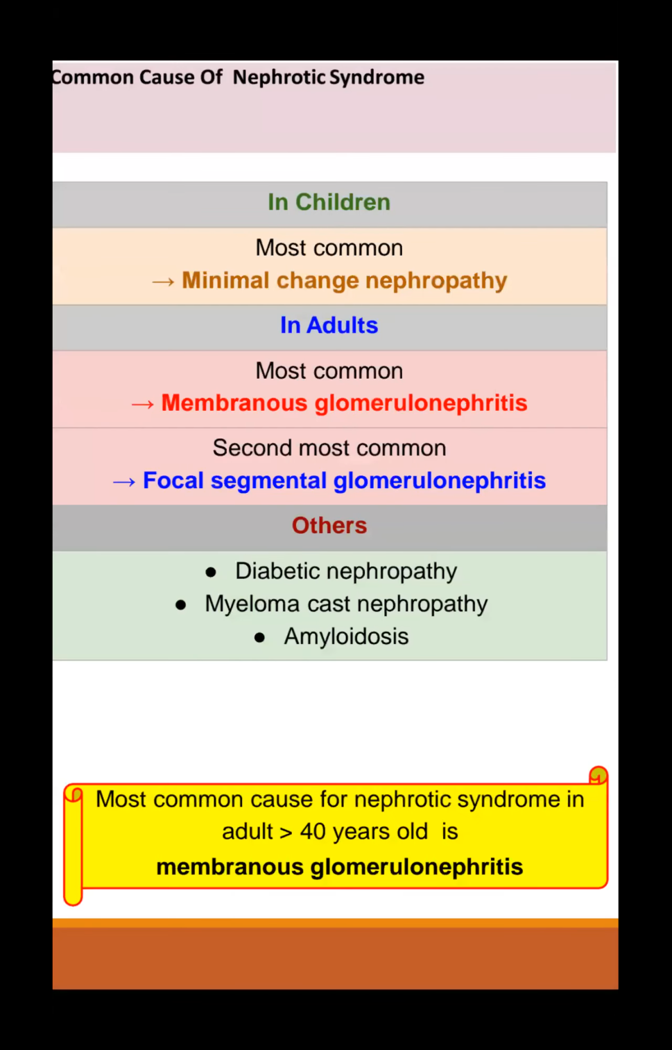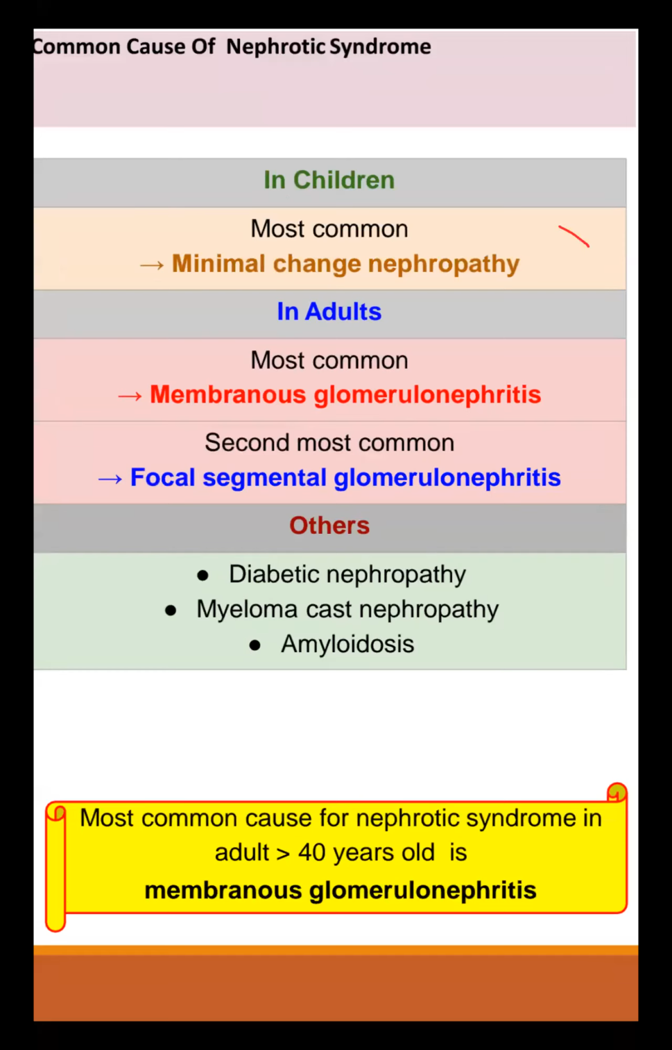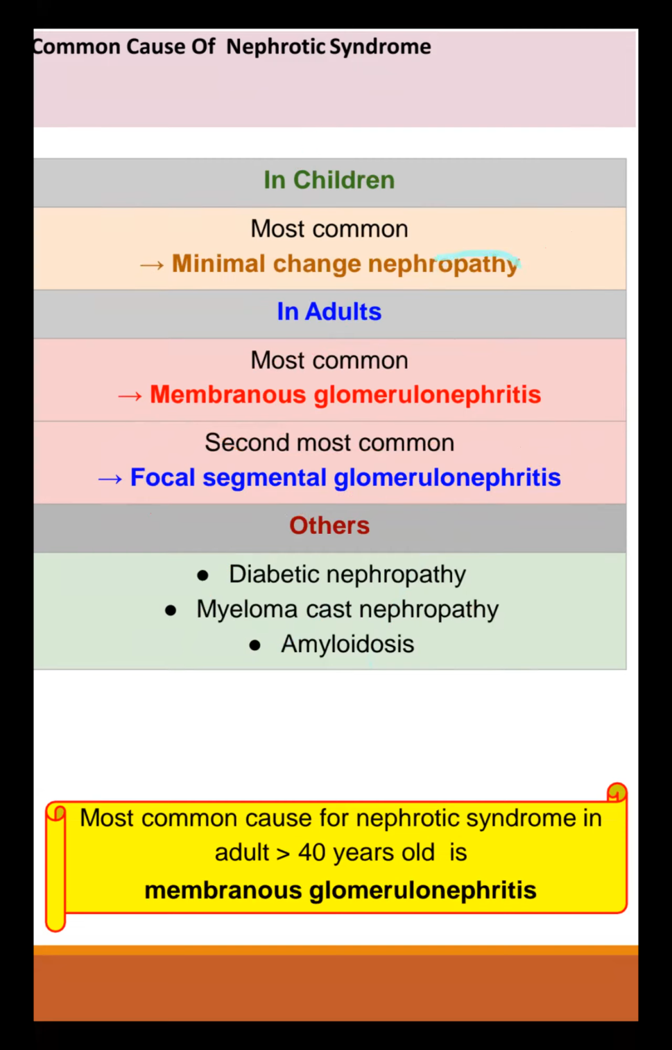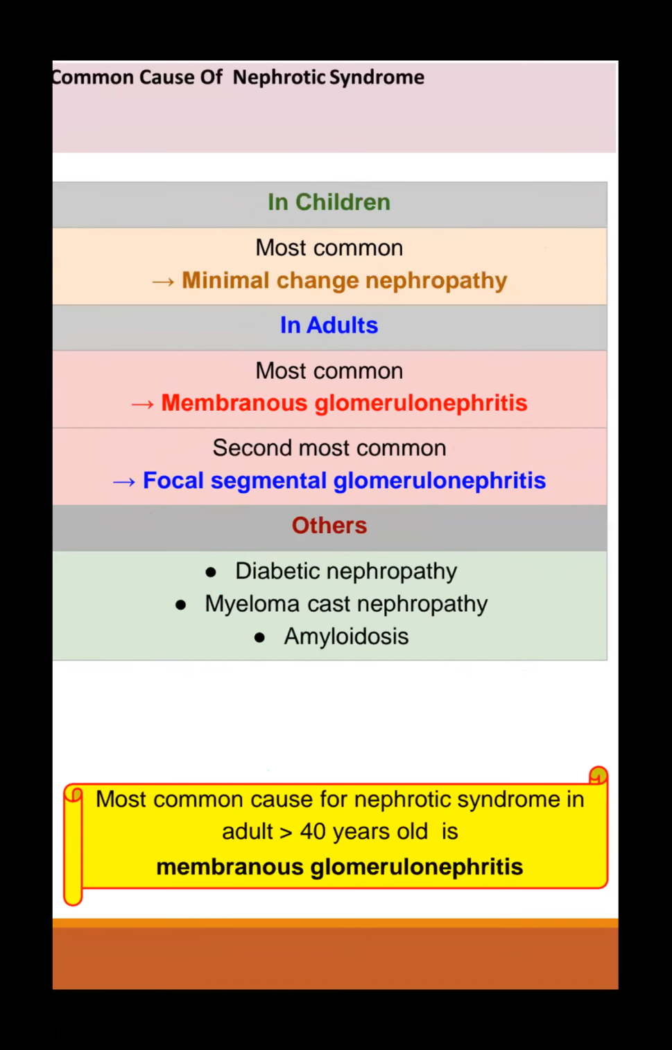Common cause of nephrotic syndrome in children, most common is minimal change disease, exam question. Minimal change disease for the children, adult membranous glomerulonephritis. Secondary common cause, focal segmental glomerulosclerosis. Other pathology could be diabetic, myeloma, and amyloidosis. Remember, the most common cause of nephrotic syndrome in adults more than 40 years is membranous glomerulonephritis. It is a repeated exam question.